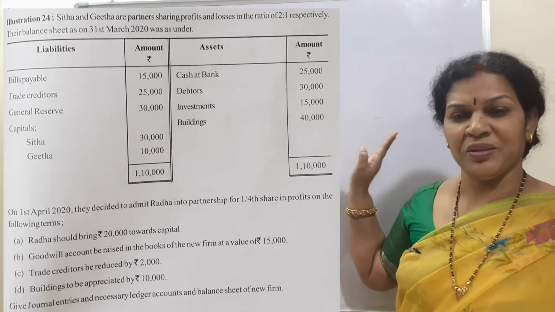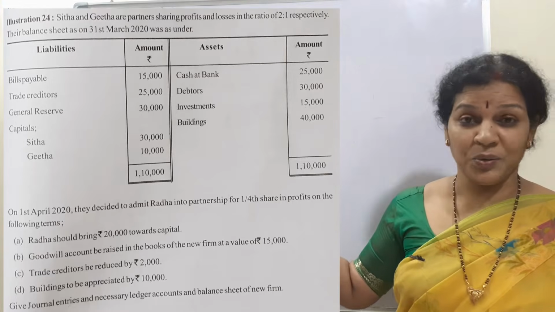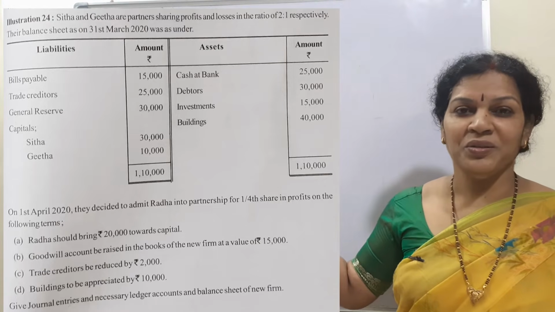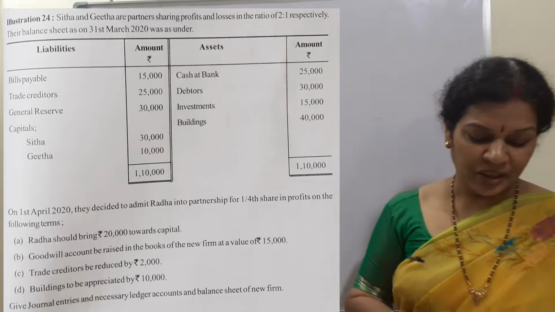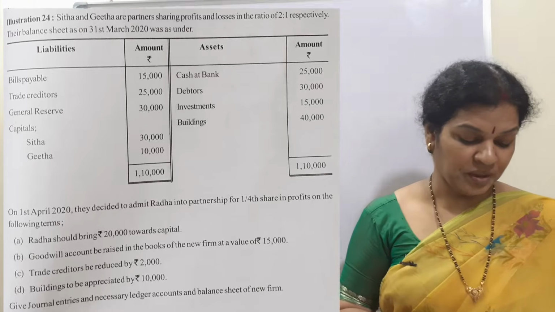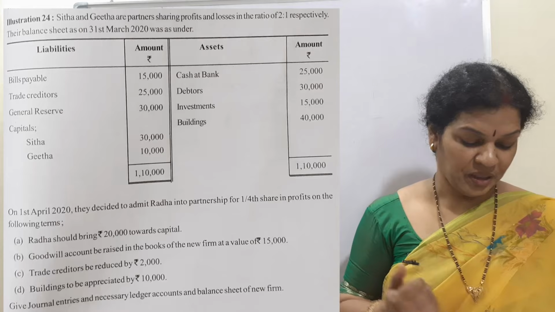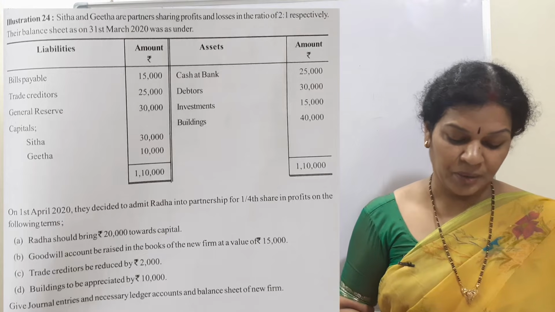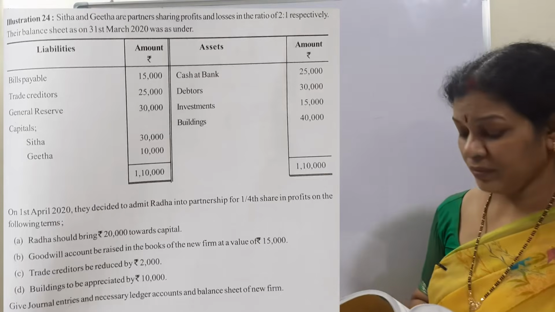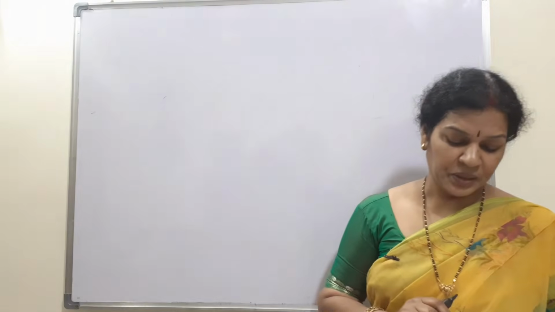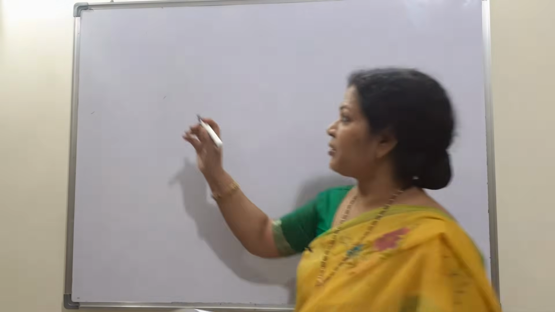As I told you, when goodwill is raised, goodwill account is attached to Sita and Geeta; goodwill is distributed to the partners. Next, total creditors is to be reduced by 2,000. Buildings are to be appreciated by 10,000, which comes in the revaluation account. Give the journal entries, necessary ledger accounts and balance sheet of the new firm. First we'll write the journal entries. First, Radha is bringing capital, so cash account debited to Radha's account.